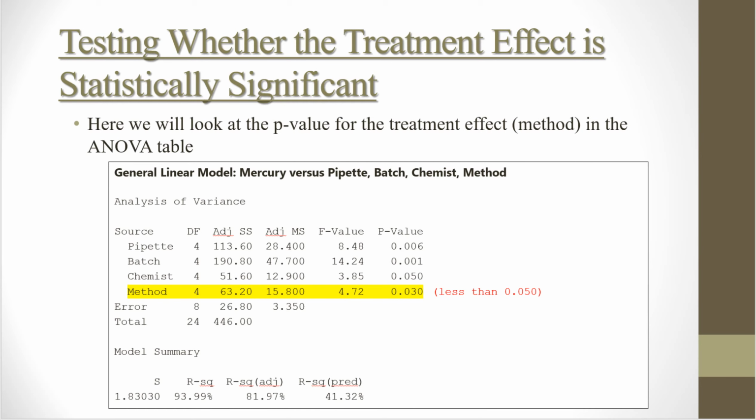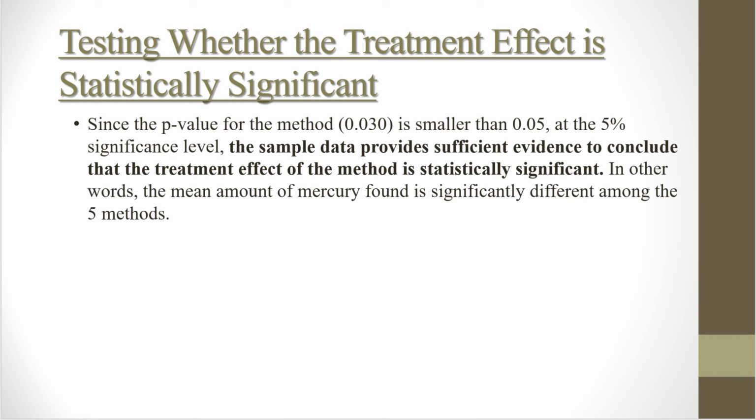So then next, after we've established which blocking effects are significant, we look at the p-value for the treatment effect, so the methods in this case, and we see that it is also significant at a 5% significance level. So then we go through the interpretation. Since the p-value for the method is smaller than 0.05, at the 5% significance level, the sample data provides sufficient evidence to conclude that the treatment effect of the method is statistically significant. So in other words, the mean amount of mercury found is significantly different among the 5 different methods.